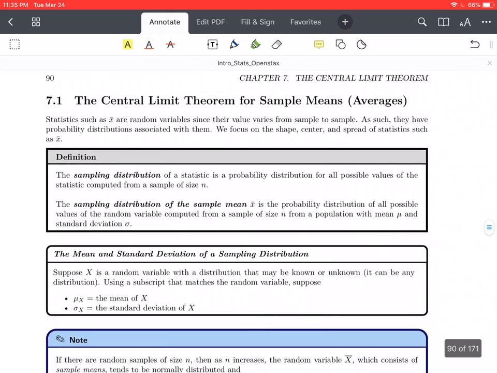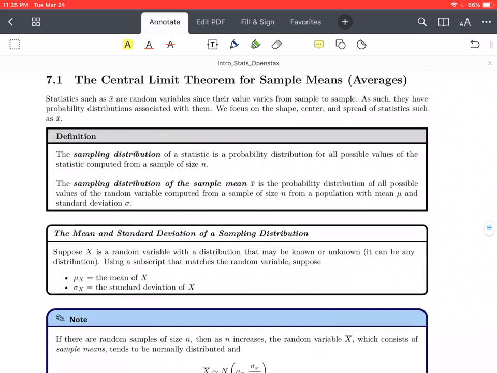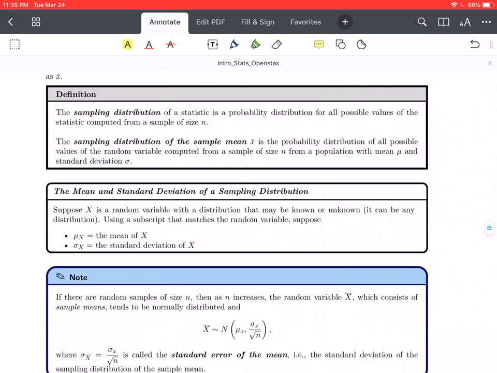All right, so the central limit theorem for sample means. First we're going to start off defining a few terms. We have the sampling distribution. The sampling distribution of a statistic is a probability distribution for all possible values of the statistic computed from a sample of size n. So the key here, it is a probability distribution. We're still looking at a curve, looking at area under that curve, but we're looking at a bunch of values coming from a sample size of n.